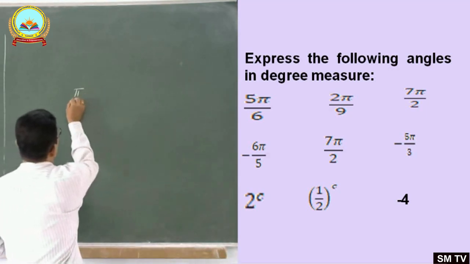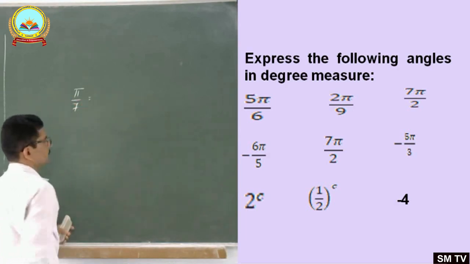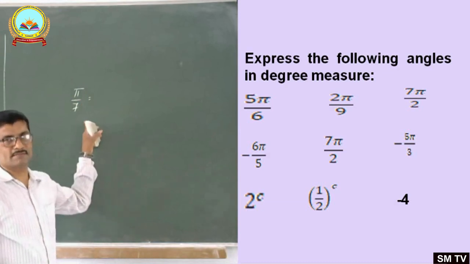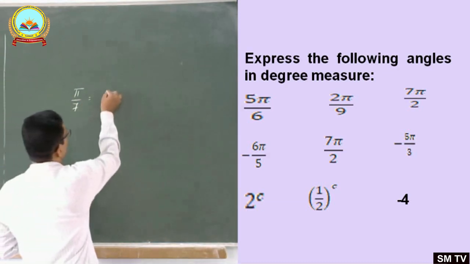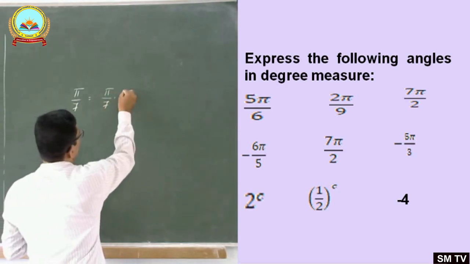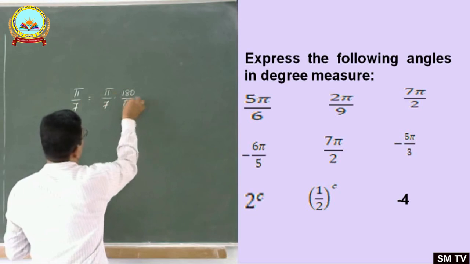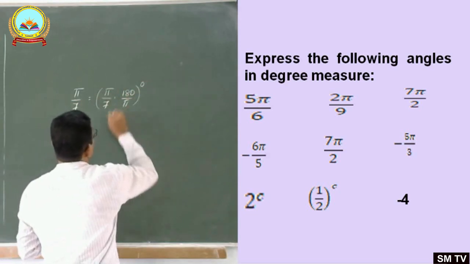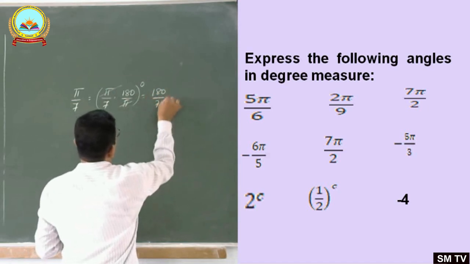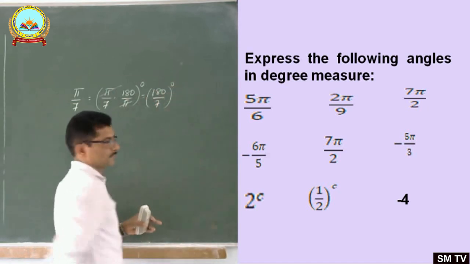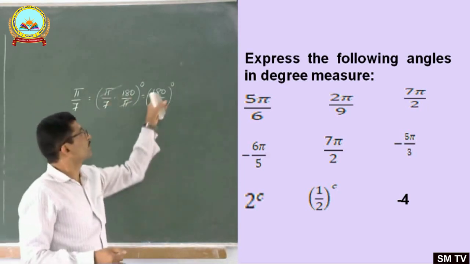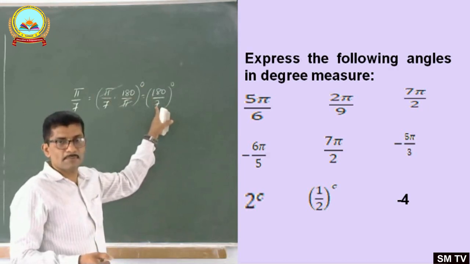One more, pi divided by 7 radian. Pi by 7 radian is converted into degree measures. Here also pi by 7, we are multiplying the conversion factor 180 divided by pi. Then it is converted into degree. Here also pi cancels. It means 180 divided by 7 degree. 180 by 7, this one is in fraction form. It is an improper fraction.